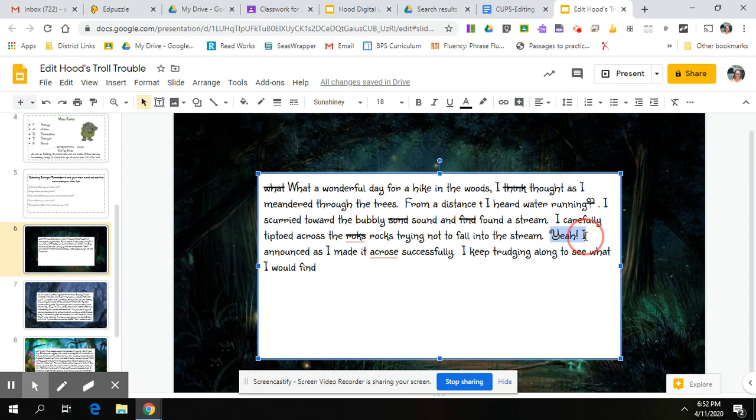Okay, next sentence, try this one. Yeah, I announced as I made it across successfully. I see a period there, so I'm going to stop. So do we have any capitalization mistakes here? Something that needs to be capitalized? Or something that's capitalized and it shouldn't be? Do we have any usage mistake? Do our verbs make sense? Do we have any punctuation mistakes? Like periods and apostrophes and commas and quotation marks? Do we have any spelling mistakes?